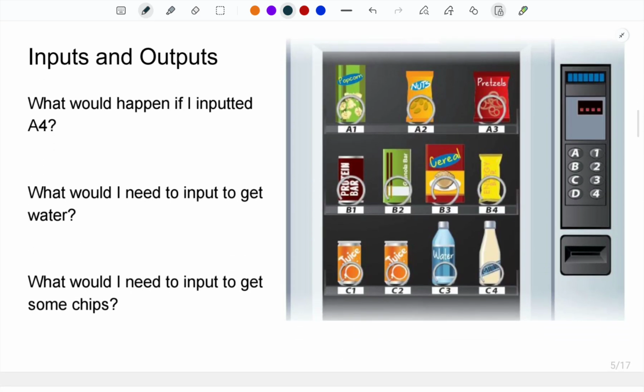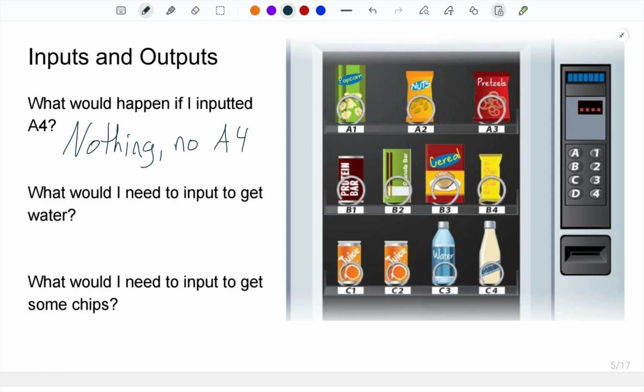Okay, now let's take a look at some further questions with this vending machine. So what would happen if you inputted A4? Well, take a look at your machine. Your machine is A1, A2, A3. There's no A4 there. You can't really input A4. Nothing's going to happen. There's no A4. So we need to keep that in mind. We need to know what we can actually input into this machine.